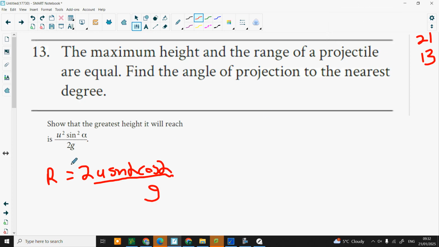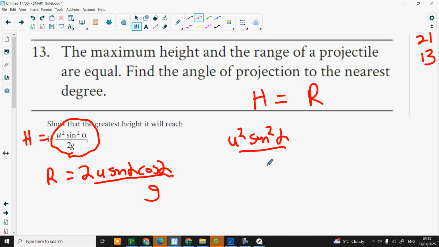Okay. So done 21 and that's do 13. In previous questions, we've already done the following. We've already proved that the greatest height is u squared sine squared alpha over 2g, provided it's tossed with an angle alpha at a speed u. We've also proved that the range is 2u squared sine alpha cos alpha all over g. You happy with that? Now what does this question say? H equals R. You all right with H equals R? So what do I need to write down?